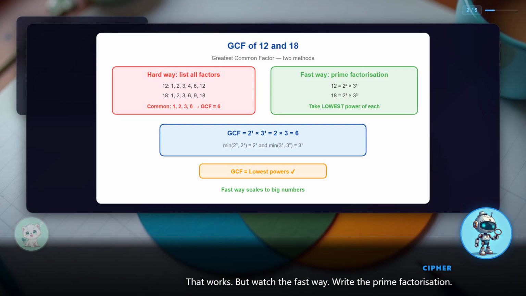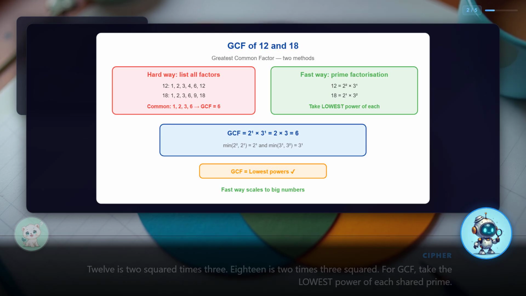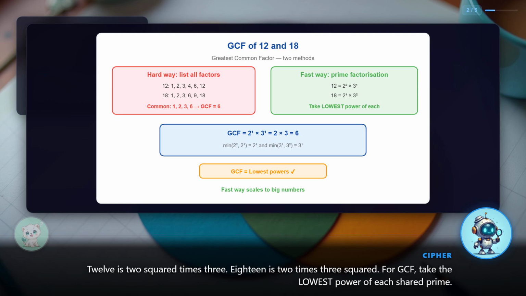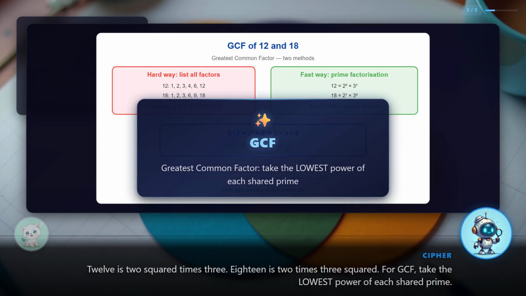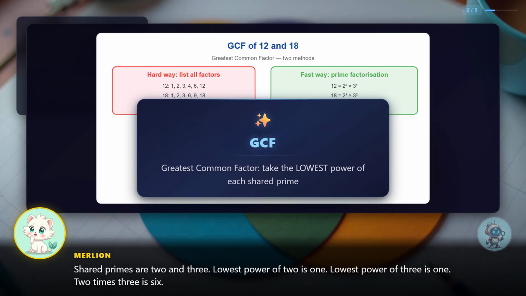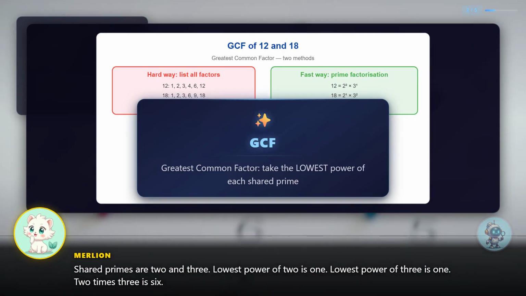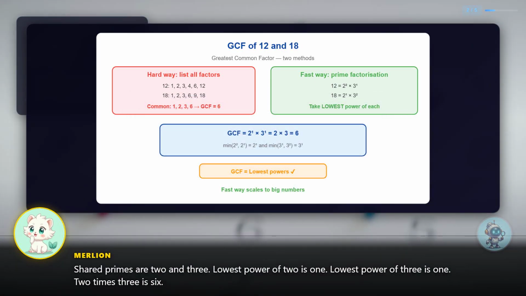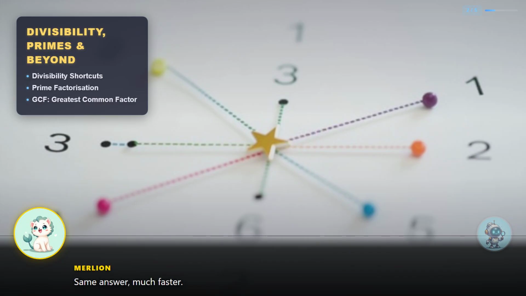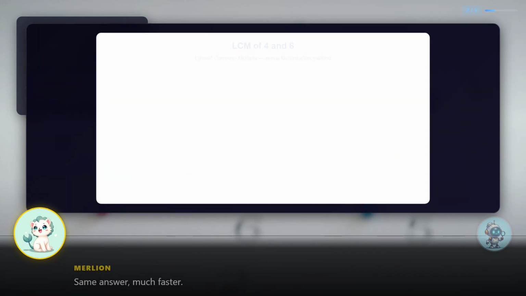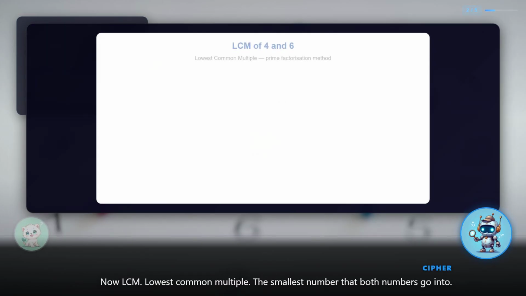But watch the fast way. Write the prime factorization. 12 is 2 squared times 3. 18 is 2 times 3 squared. For GCF, take the lowest power of each shared prime. Shared primes are 2 and 3. Lowest power of 2 is 1. Lowest power of 3 is 1. 2 times 3 is 6. Same answer? Much faster. Now, LCM.